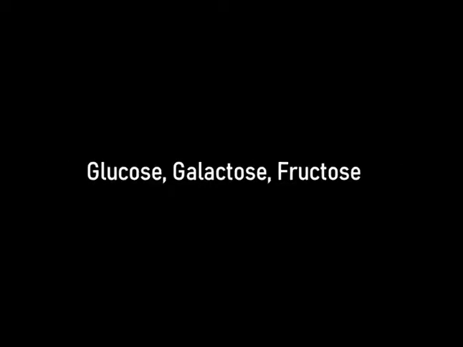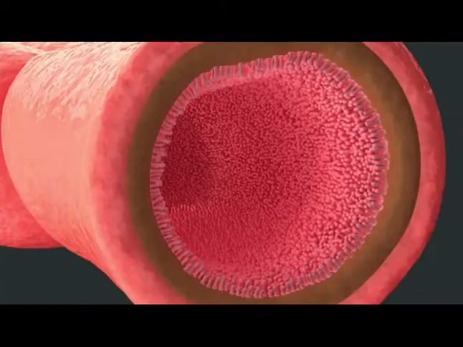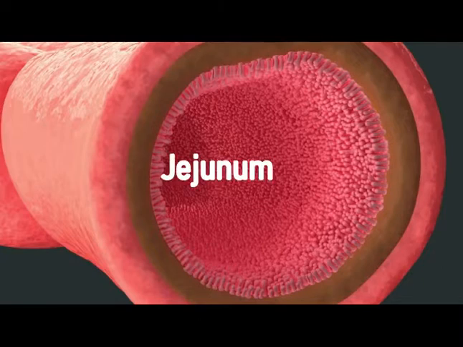Hello my dear viewers, in this video we shall understand the process of absorption of monosaccharides, that is glucose or galactose or fructose etc., and also sometimes disaccharide like sucrose in our body. So where does the absorption of these substances take place? It takes place in the jejunum area of small intestine mainly. Otherwise, a little bit of absorption also happens in duodenum and also in ileum. But jejunum is the place where maximum absorption of carbohydrate or protein or fat takes place.